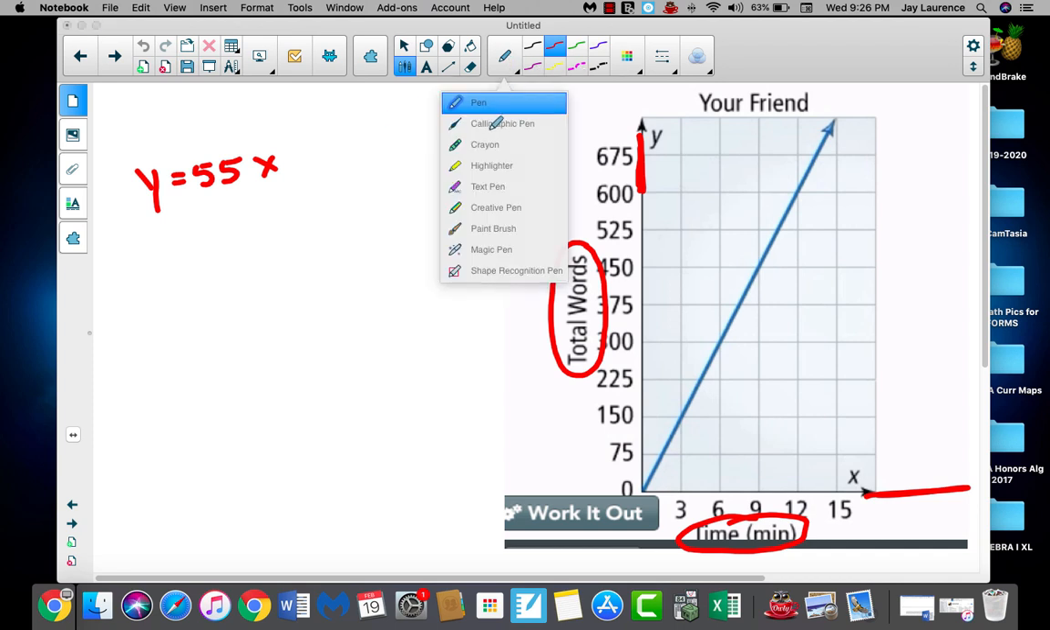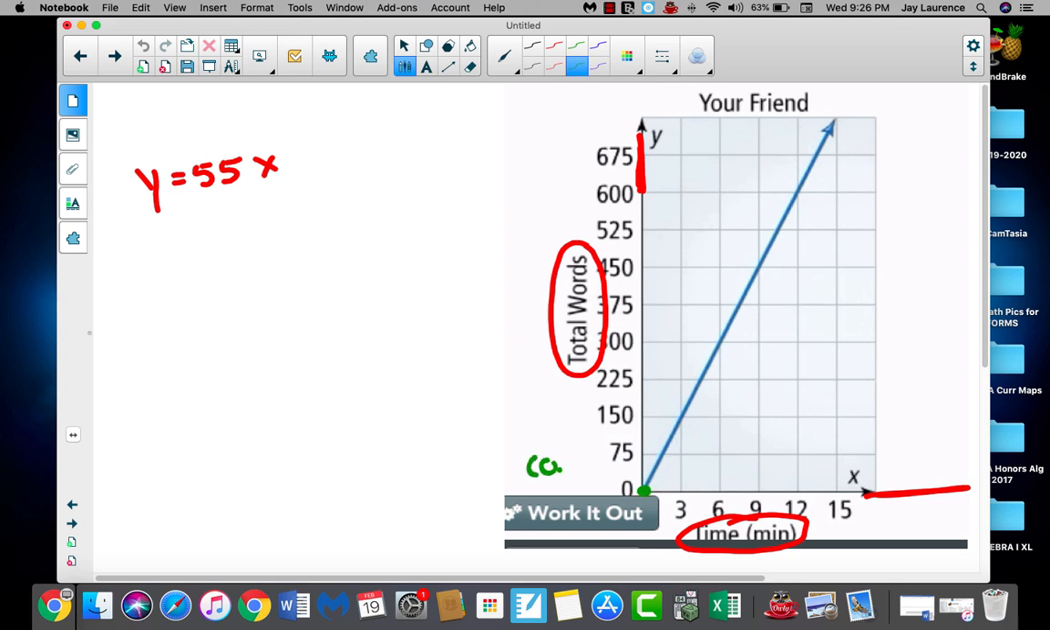Well, I'm going to need 2 points. It's going through the origin, so it's going through 0, 0. And there's an intersection right there. It's going through the point 3 minutes, 150 words.